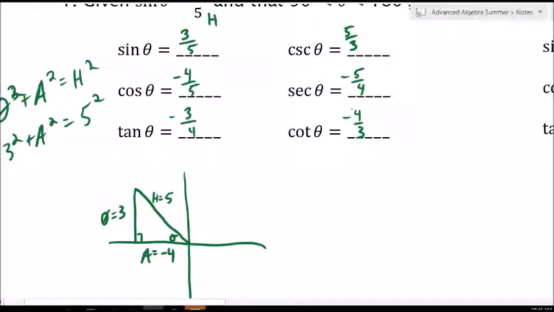So again, just something to think about when we're going to go ahead and do those is make sure we're labeling them correctly based on what quadrant. Since we went to the left here, it's negative. Y is still positive. And again, we can reference those.